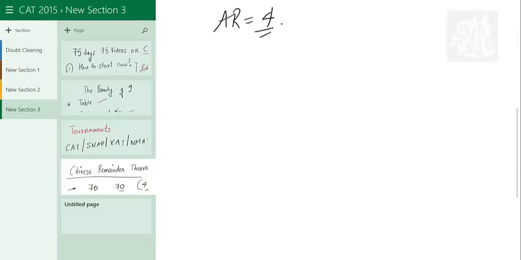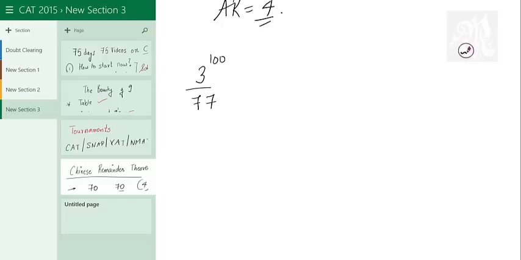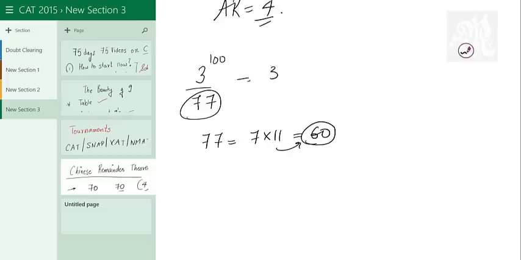Now why do we need Chinese remainder? Because there are some problems. For example, let's say I have something like this, 3 raised to 100 divided by 77. Now in this case, for people who know Euler's theorem, the Euler number of 77 is 60. There's a shortcut to find this too, I'll explain that to you in some other video. So now we have 3 power 60 into 3 power 40 divided by 77.